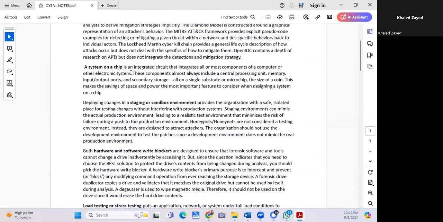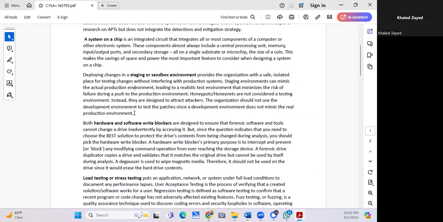The next one is system on a chip, an integrated circuit that integrates all or most components of a computer or other electronic systems. These components almost always include the central processing unit, or CPU, memory, input-output ports, and secondary storage, all on a single substrate or microchip. It's basically the size of a coin, and this makes the savings of space and power the most important feature to consider when designing a system on a chip.